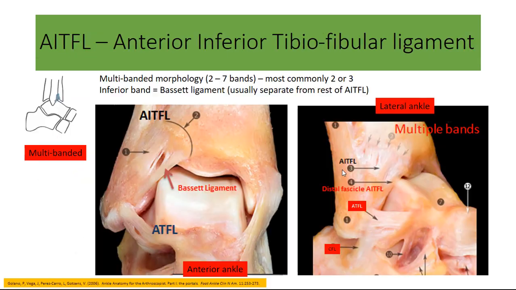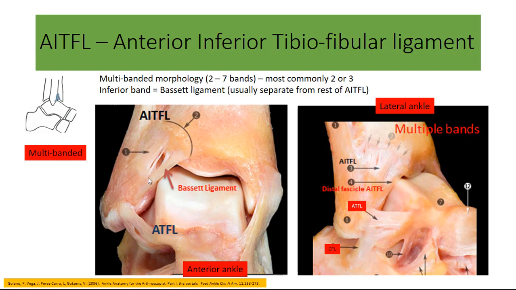So the AITFL is the anterior inferior tibiofibular ligament. Here's our fibula, here's our tibia. It's above the level of the ankle joint, and there's multiple bands. There's usually about 2 to 7. Most commonly we'll see about 3. On most people I see about 3. And so you can see on this one there's 1, 2, and 3 here. This one you can see that there's multiple.